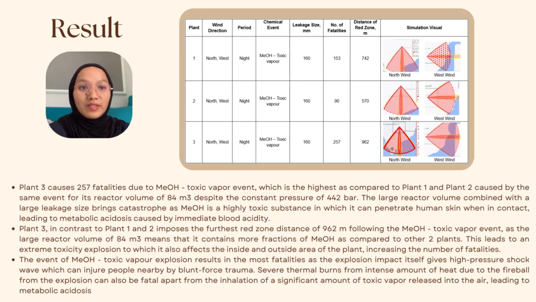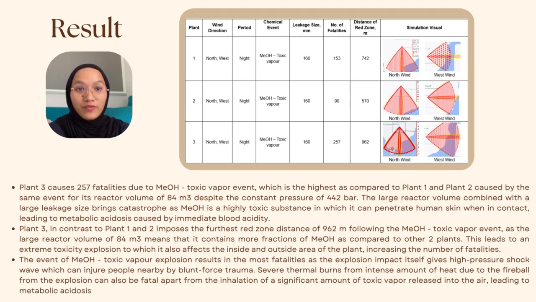And then the next comparison is the affected distance comparison, in which Plant 3, in contrast to Plant 1 and 2, imposes the furthest red zone distance of 962 meter following the methanol toxic release event, as the large reactor volume of 84 meter cube means that it contains more fractions of methanol as compared to the other 2 plants. This leads to an extreme toxicity explosion, which also affects the inside and outside area of the plant, increasing the number of fatalities, which leads to 257 fatalities.